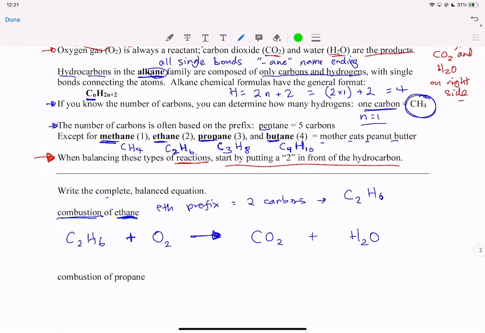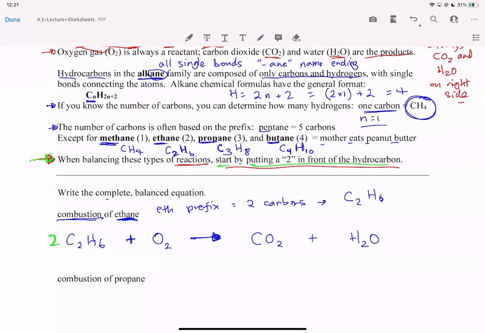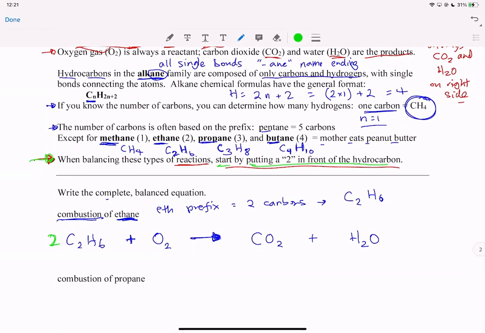And to balance this, I'm going to start by putting that 2 in front of the hydrocarbon. So I'm going to put a 2 in front of that C2H6. That's a starting point. And this is a good start because it will send you to the other side, which is the number of carbons is now 4. So this has 4 carbons because it's 2 times 2. So I'm going to need to put a 4 in front of CO2 to have 4 carbons.